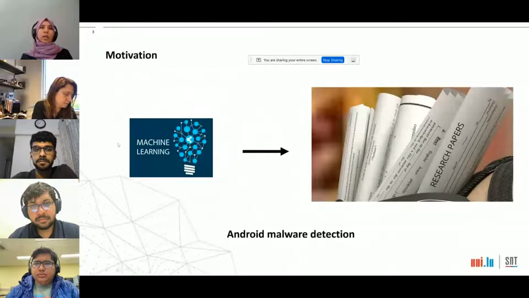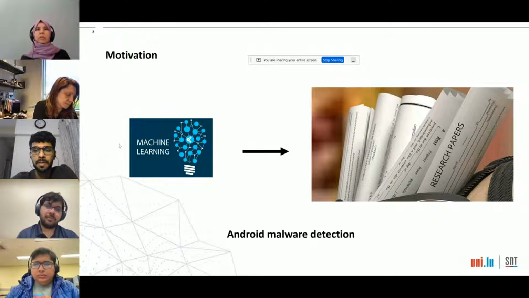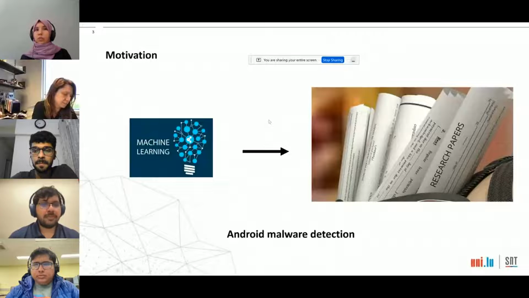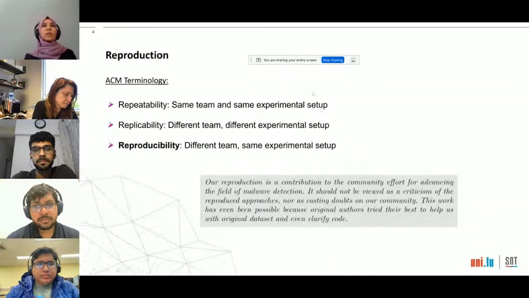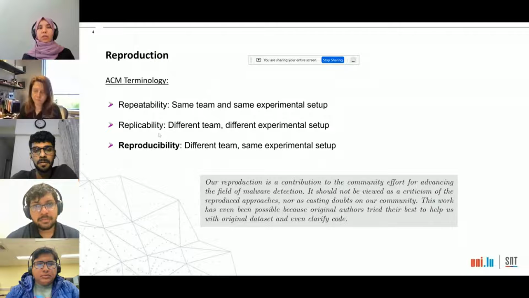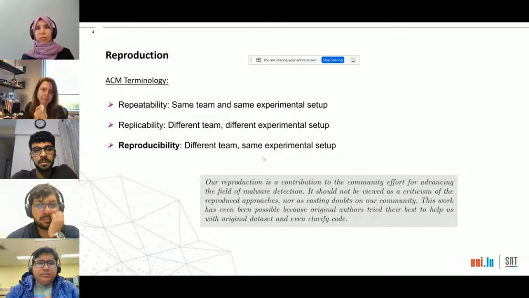In our study, we aim to assess published work to see why malware is still spreading despite the massive work published in the literature. And in this work, we assess the reproducibility of published work, since reproducibility is an important criterion for acknowledging a research contribution. So in our paper, we are conducting reproduction, which means, according to ACM terminology, that we are a different team that tries to use the same experimental setup.